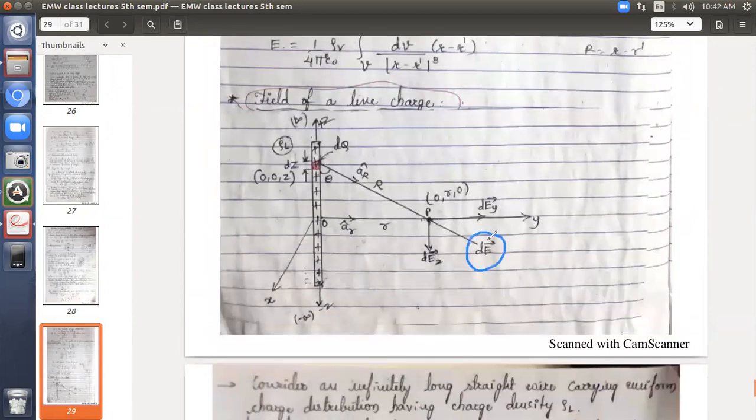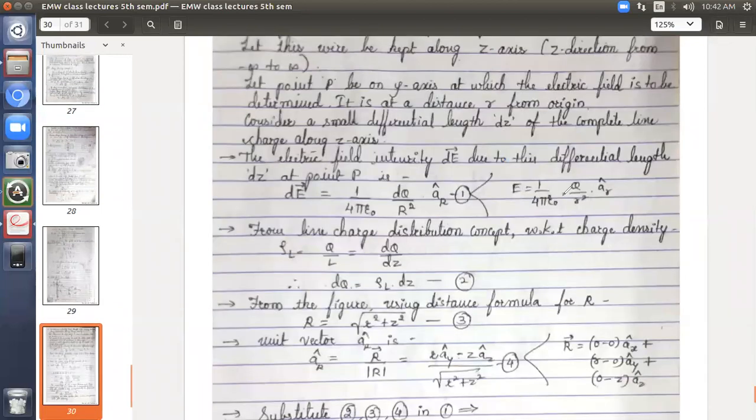We want a smaller field dE due to a smaller portion dz, which is at a distance R from P. So the distance is capital R, not small r. Small r is different. It is from the origin. So don't consider small r. We need capital R. Remember. So your equation will be 1 by 4 pi epsilon naught as it is. The charge is a smaller charge dq, so q will be changed to dq. And small r is in the general equation. In our figure, we have taken both small r and capital R. Don't put small r, or your derivation will go wrong. It should be capital R.